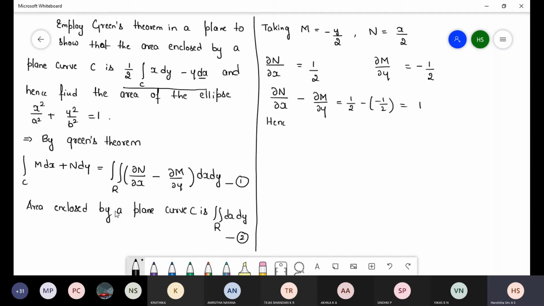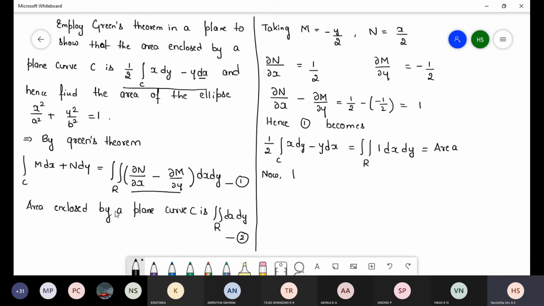So hence equation 1 becomes 1 by 2 over the integral curve C x dy minus y dx is equal to the double integration over the region R. In place of dou N by dou x minus dou M by dou y, we can write 1 into dx into dy. This is the area. Now we have to find the area of the ellipse.